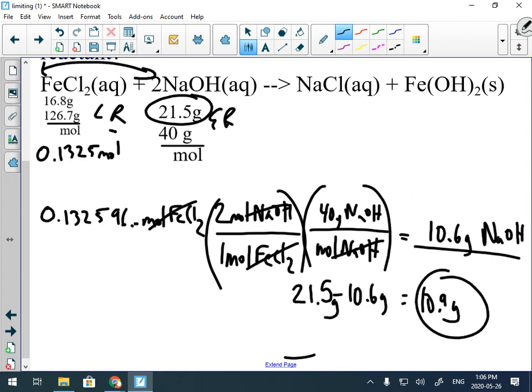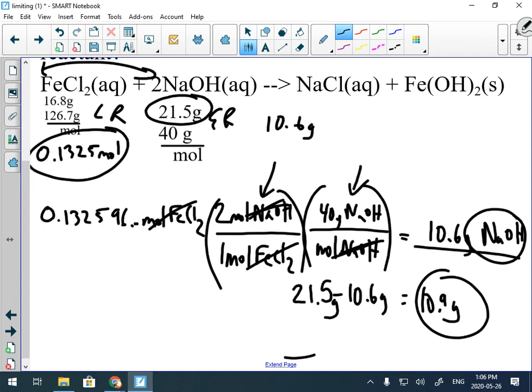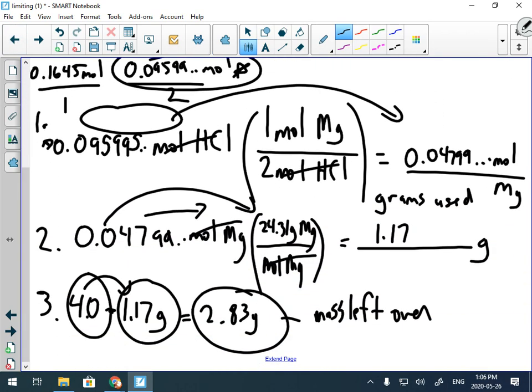So I took the moles of the limiting, and then I times it by the ratio, so the moles of the limiting cancel out, and I'll be left with moles of excess. And then I times it by the molar mass of the excess, so the moles will cancel. Then I'm left with mass of excess used. So if I used all of the iron chloride, I would only need 10.6 grams of sodium hydroxide. Now you can see I combined the step here. See how we did that in 2 steps? I just snuck this step in here to save space.